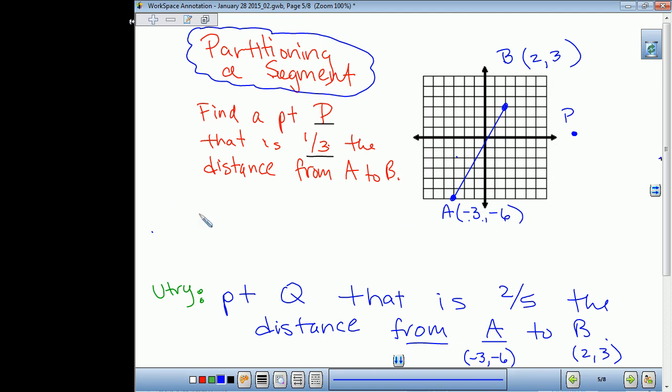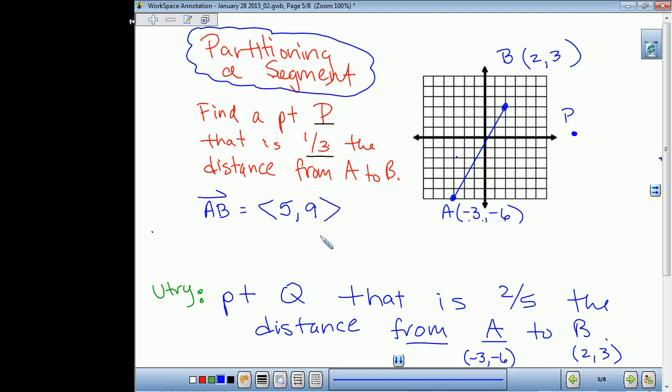Okay? So we know how to use a vector to describe this path, the horizontal move and the vertical move, the horizontal component and the vertical component. What vector would represent from A all the way to B? 5, 9. Okay, good. 5, 9.